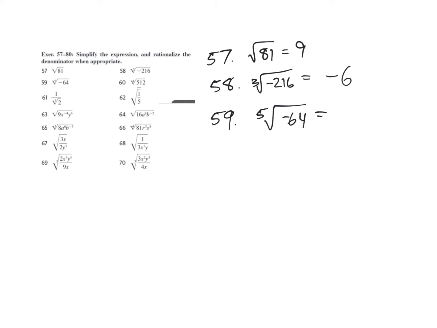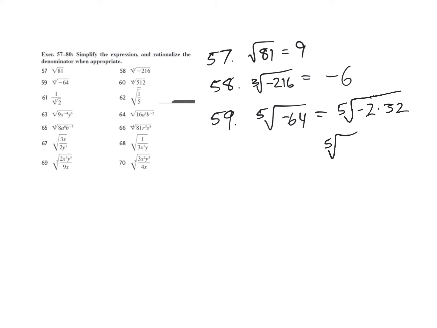So at this point, 2 to the 5th power is 32. 3 to the 5th power is going to be 300 and something. So it has to be in between 2 and 3. But we're not going to use a calculator, we're just simplifying. So we got to break this apart. The 5th root of, let's say, negative 2 and positive 32. Doesn't really matter. Negative 2 times 32 is negative 64.